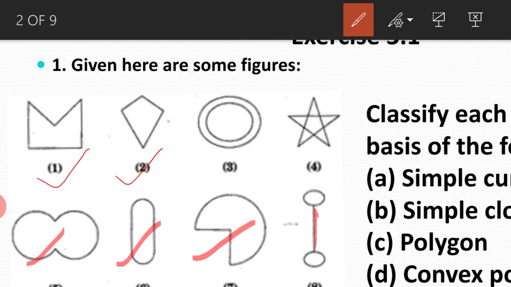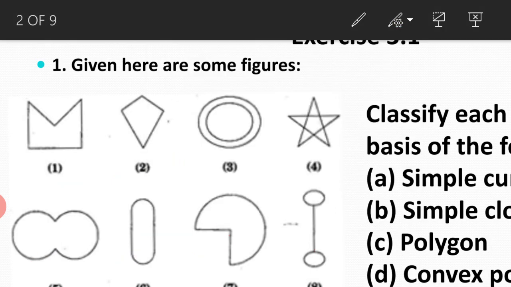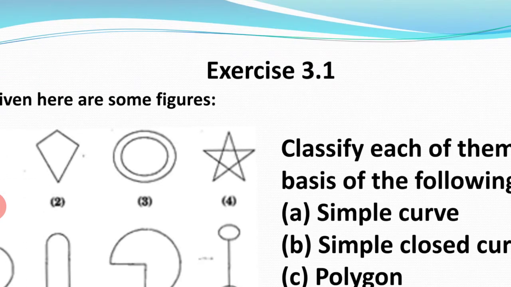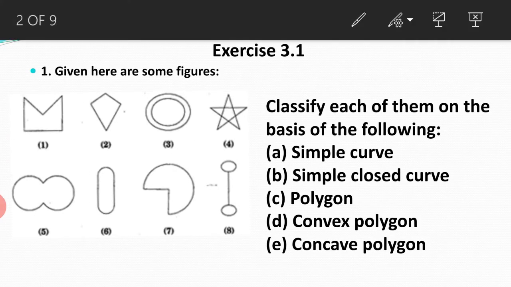So which are the simple curves? First, second, 5, 6 and 7. Is it clear? Now coming to the next part. Out of these simple curves you have to identify which are the simple closed figures. So first one is closed, second one is also closed, this is also closed, and this one and this one. So all the simple curves which are given in the figure are closed figures.